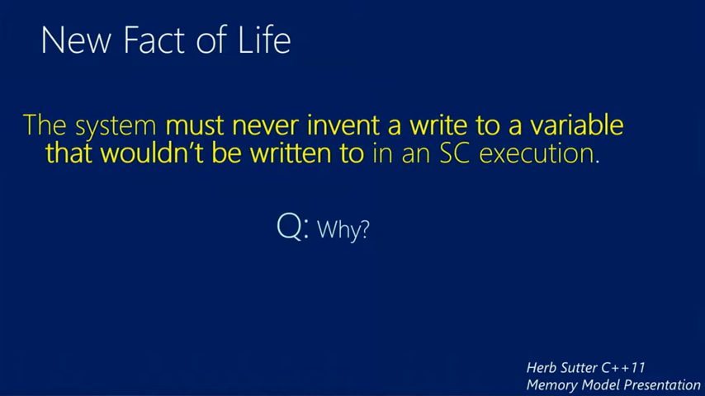But, I stole this from Herb Sutter's slide deck, right? New fact of life, it's a multi-core universe. The system or the compiler must never invent a write to a variable that wouldn't be written to in a sequentially consistent execution. Anybody know why? Anybody want to venture why you don't want the compiler introducing stores where there were no stores before, even if you're storing back the old values?